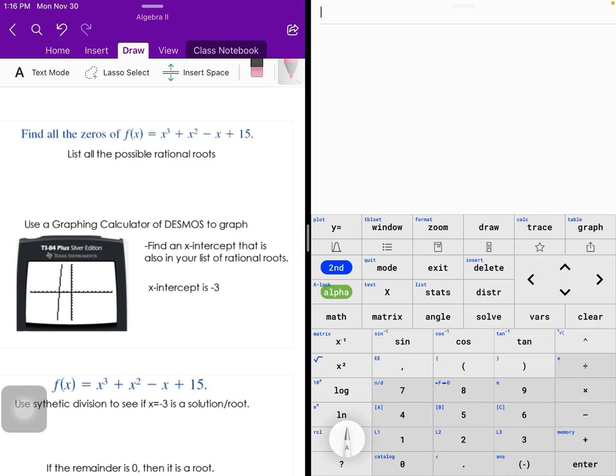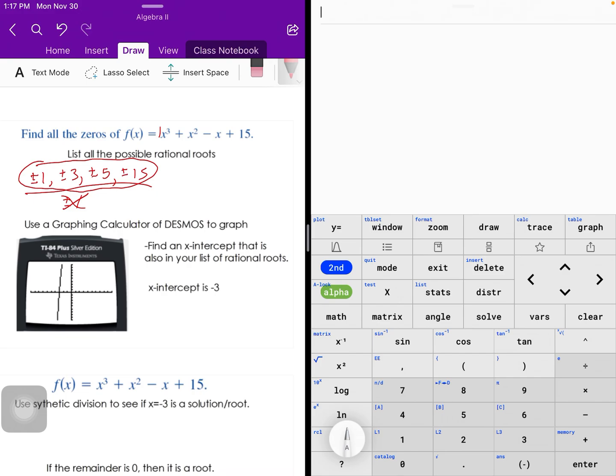Okay, here's the list I'm going to come up with. I'm going to take the factors of 15, plus or minus 1, plus or minus 3, plus or minus 5, plus or minus 15. And I'm going to divide them by plus or minus 1. Again, just like the last time, dividing by 1 is not going to change anything, so this is the list of my possible roots. This doesn't mean that they're all roots, it just means that they're my possible ones.